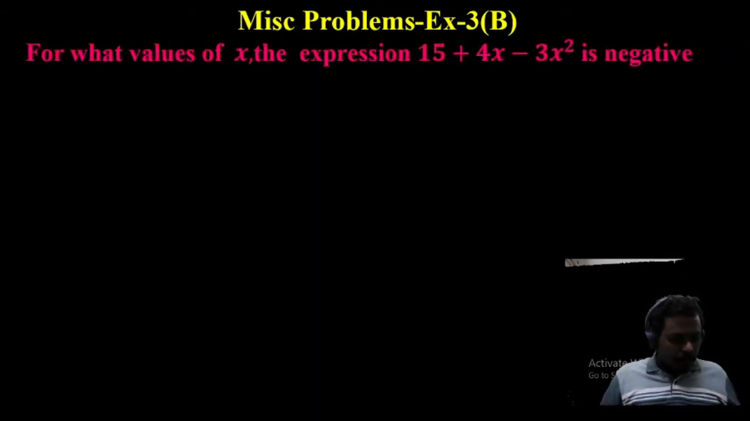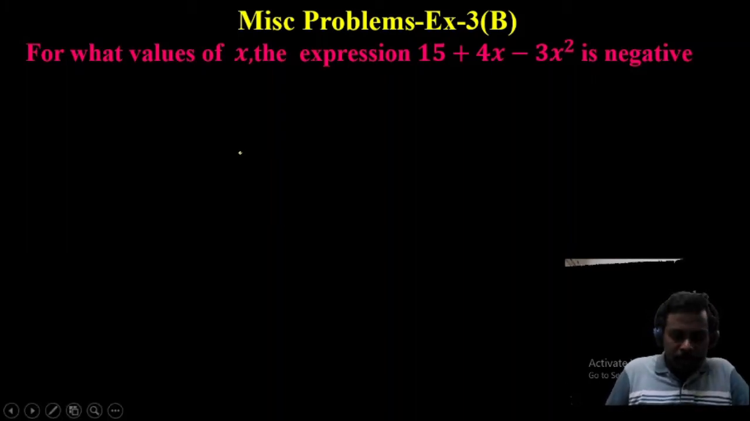Okay, the problem goes like this. For what values of x is the expression 15 plus 4x minus 3x square negative? So we have to solve this question with the help of the above three theorems. Okay, the solution goes like this.